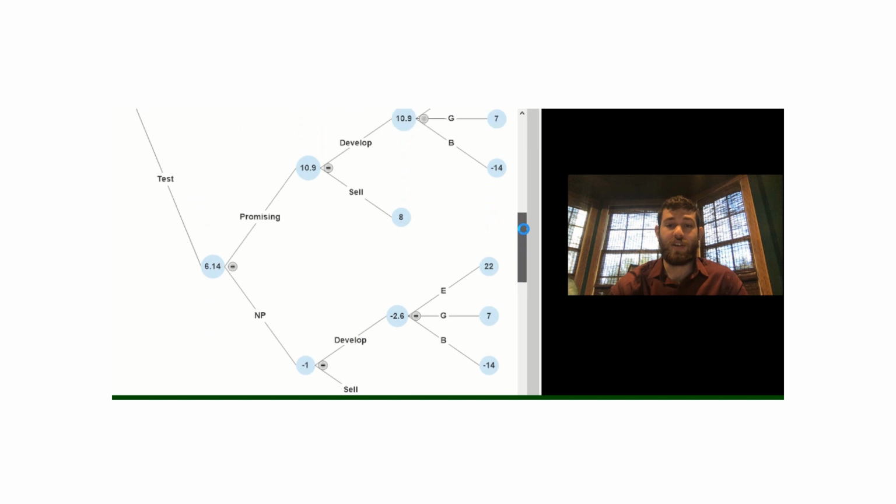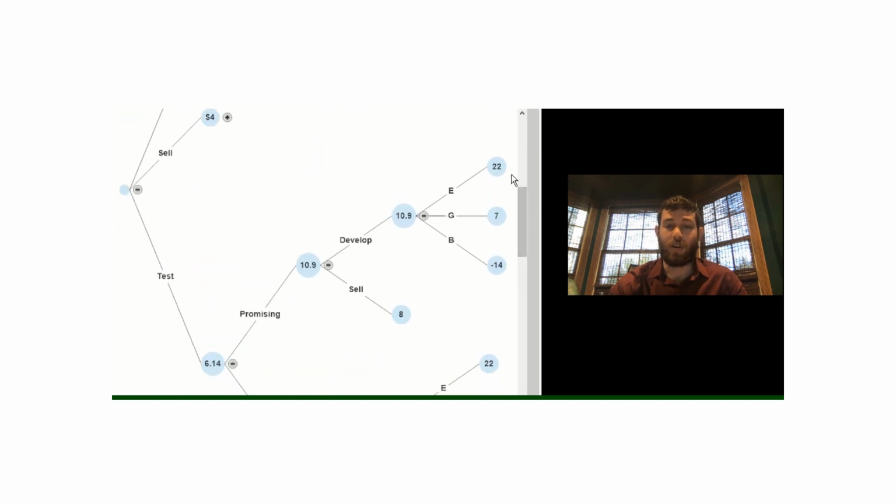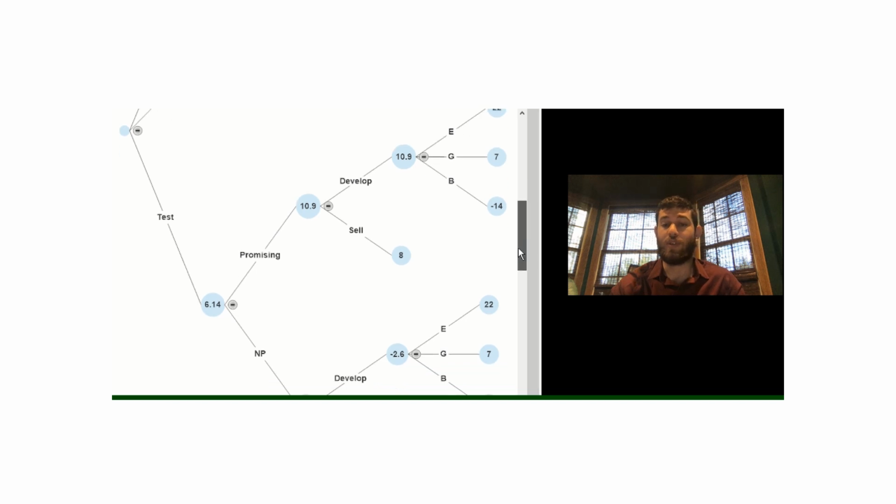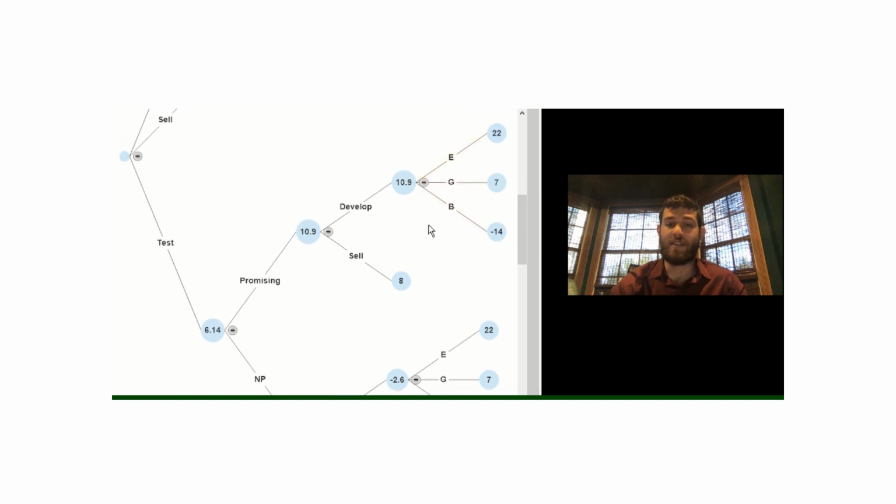So to do these calculations, we would have this 0.4 times 22, the 0.5 times 7, the 0.1 times 14. We sum them up to get our expected value. In this case, if you do the calculation, you get 10.9. And we see that given a promising result, we could develop with an expected value of 10.9, or we could sell for 8. We'd rather make 10.9 million than 8, so we'll choose that one.